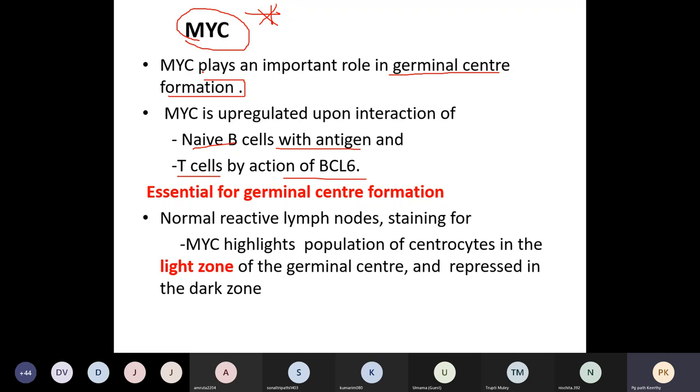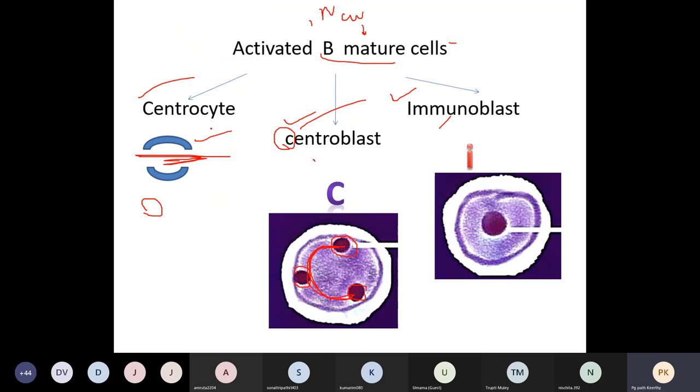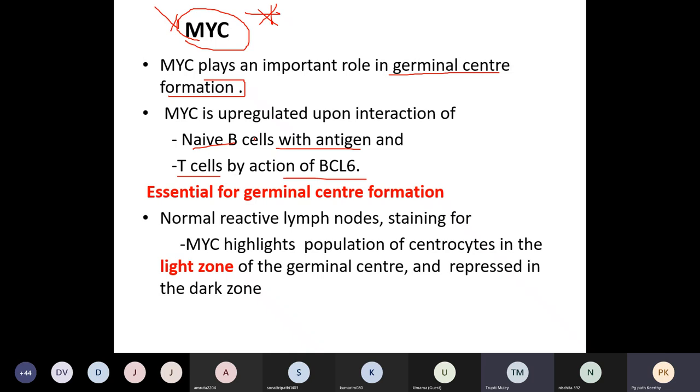Now tell me, if something goes wrong with this guy, what type of lymphoma are you expecting in germinal center? What other lymphoma can arise in germinal center which involves CMYC? Follicular lymphoma. MYC mutation, ma'am? Which lymphoma? Burkitt, correct. Now everything is making sense for you, right? You people need not buy heart, right? So if this mutation happens, one more lymphoma arises from your germinal center, that is your Burkitt's lymphoma.